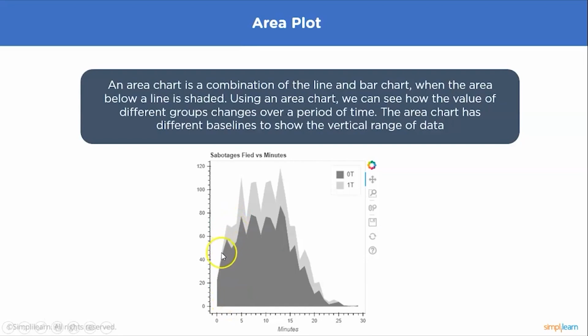Now 1t has a baseline which is over here, just above the 0t baseline. This doesn't necessarily mean that this is where 1t starts and this is where it ends. This just means that it ranges from 0 all the way here, and we can compare very easily how 0 sabotage fixed and 1 sabotage fixed range or change with respect to each other at the same time.